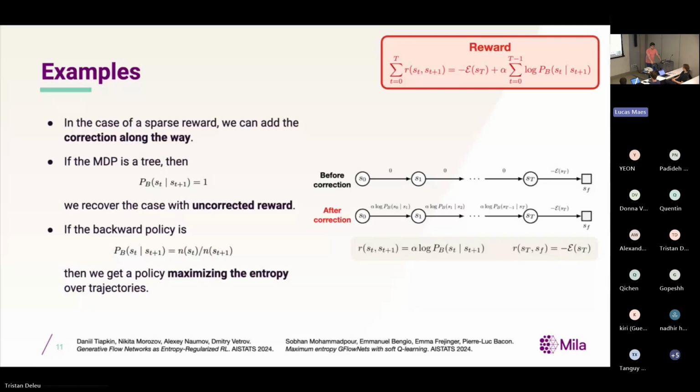And then there is another work coming from Pierre-Luc Bacon's group at Mila, which is very similar to that, but they were considering the case where the backward policy had this particular form, where n, again, was the number of trajectories leading to a certain state. If they were using that, they showed that you get a policy which is maximizing the entropy over trajectories. So this is an interesting special case of this result as well. These are things that existed in some very recent works.